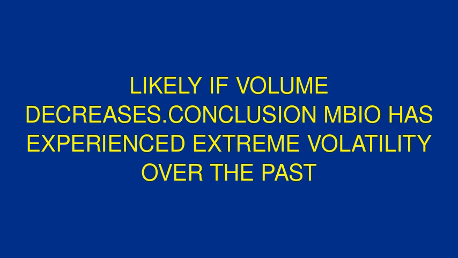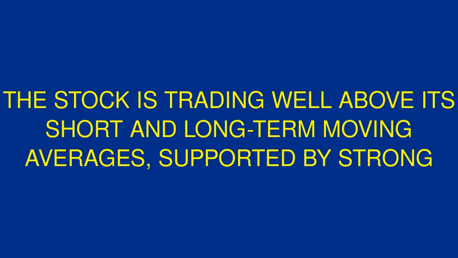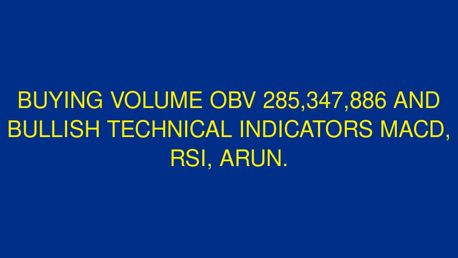Conclusion: MBIO has experienced extreme volatility over the past 3 months, with a significant rally in early July pushing the price to $3.34 from a low of $0.8926. The stock is trading well above its short and long-term moving averages, supported by strong buying volume, OBV 285,347,886, and bullish technical indicators, MACD, RSI, Aroon.